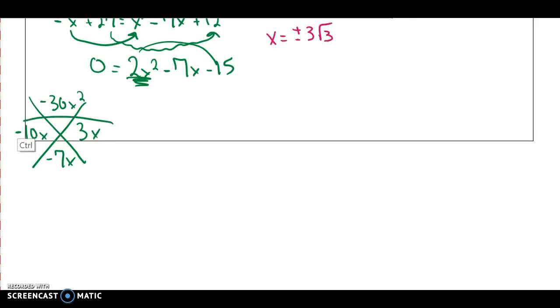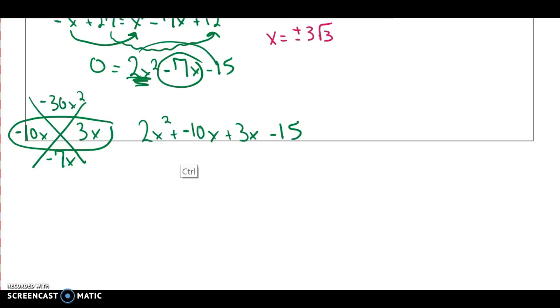So now I just rewrite it. Remember, this is not easy factoring. So I'm going to rewrite 2x squared, and the -7x is going to be replaced by the -10x and 3x. So I still have the same problem. It's still 2x squared, -7x, and -15. But now with 4 terms, I'm going to group them and take my GCF out.